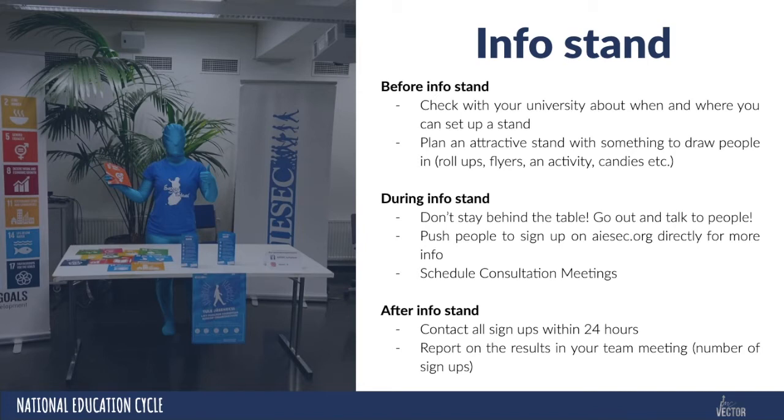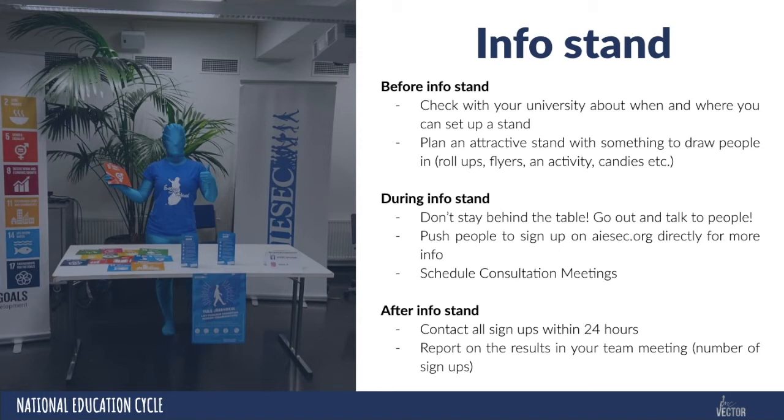You can see this info stand has roll-ups. It has the Isaac logo and the SDGs. The SDGs are really good because they start a conversation because many people recognize them already. Same on the table, they have the SDGs, they have the posters and some flyers, and the social media channels. There could be candies, for example, stuff like that.